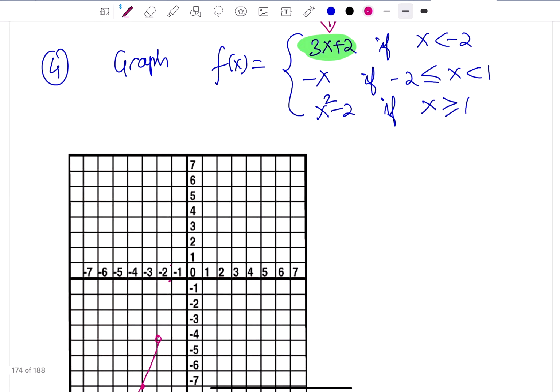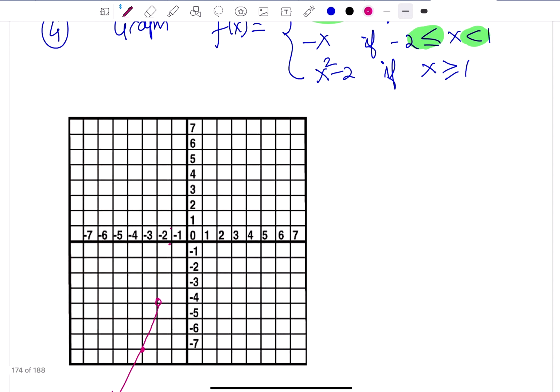Now between negative 2 and 1, my graph behaves like negative x. So there is an equal sign here, so I will have no hole on this side. But there's no equal sign towards 1, so at x equals 1, I will have a hole there. So when x is negative 2, negative x will be positive 2. So y will be positive 2 when x is negative 2, which is happening right here, and no hole there.